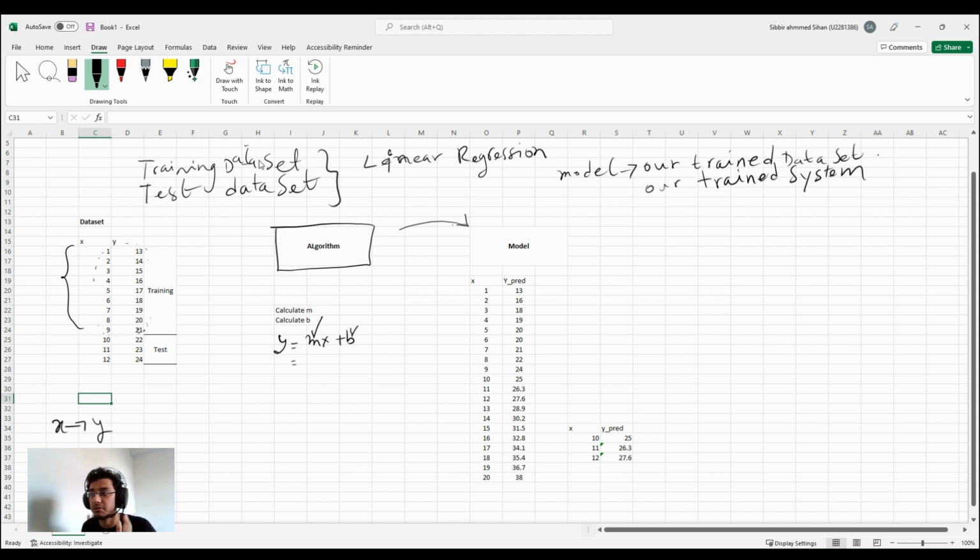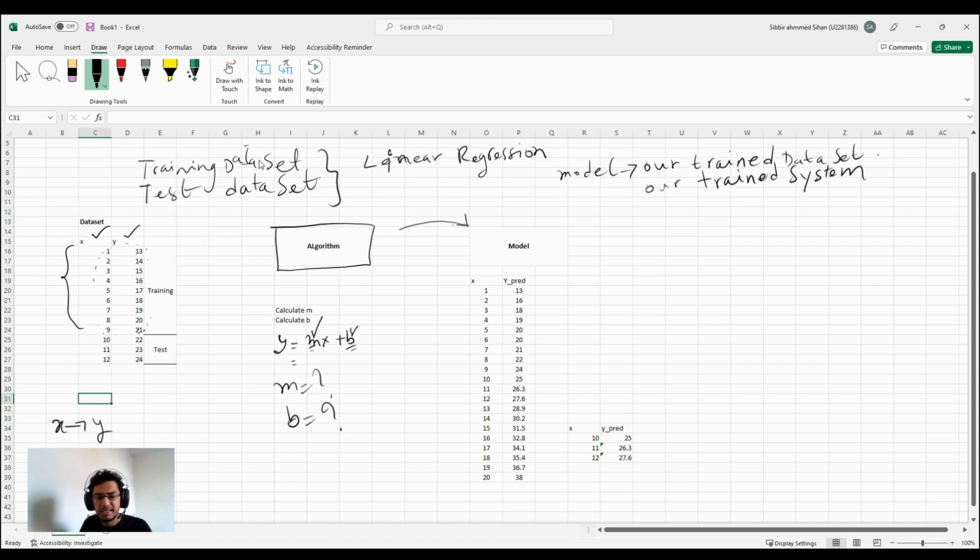But how is it going to do that? It's going to figure out the value of m and b based on the training data set. See, in the training data set, we have x and we have y. And in a later video, we will try to find out how to calculate m and how to calculate b. It is going to be the topic of the next video, but today we're just gonna understand and take it as it is that somehow the algorithm is gonna find out the value of m and the value of b based on the training data that you give.